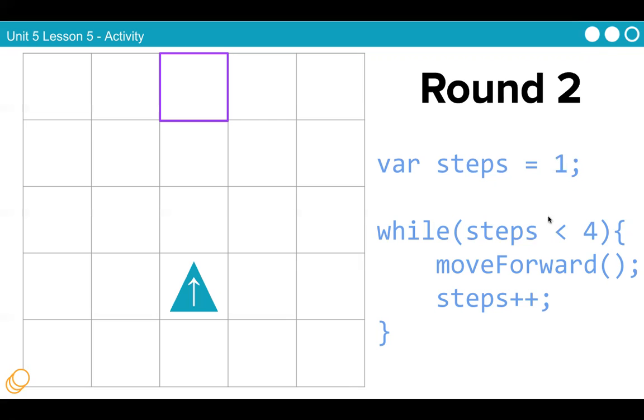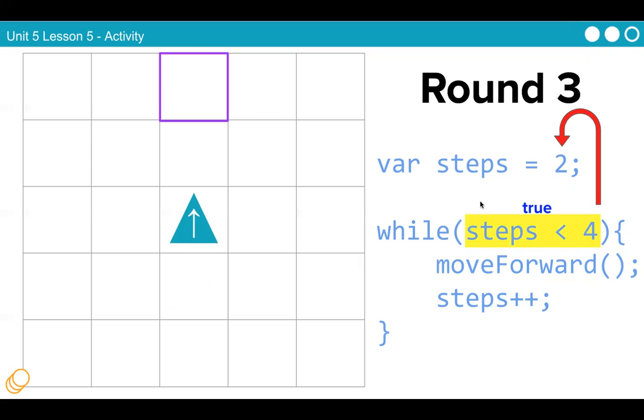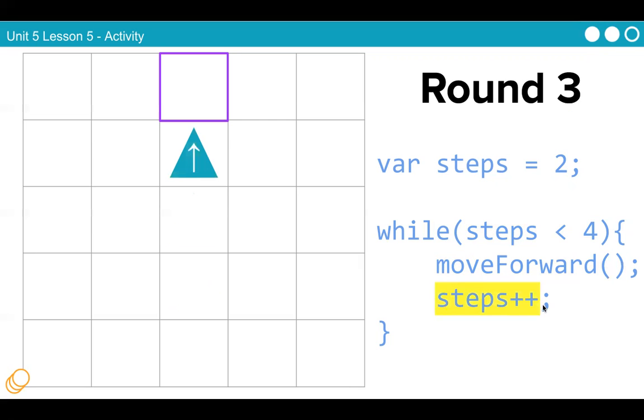Round 2. So now we have steps as 1. We check. Is steps still less than 4? Yes. So we're going to move forward 1, and then we increase the value of steps by 1. Round 3. Now steps equals 2. Is steps still less than 4? Yes, we're true. So we do this code, we move forward 1, and then we add 1 to steps and replace it. Round 4, is steps still less than 4? Yes, that's true. So we're going to move forward 1, add 1 to steps.